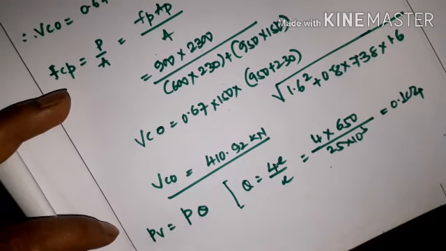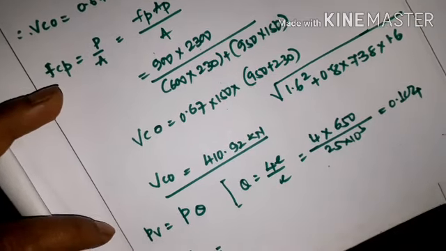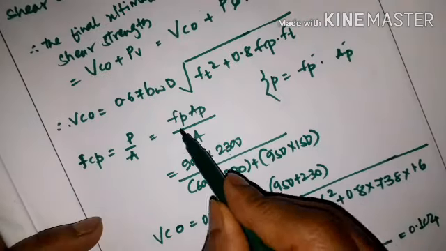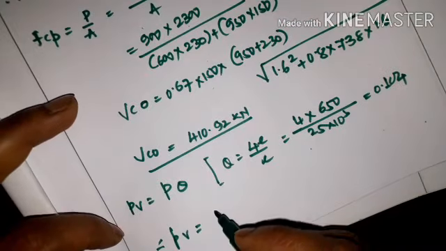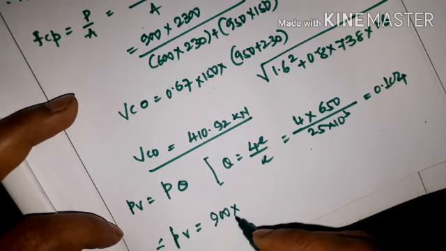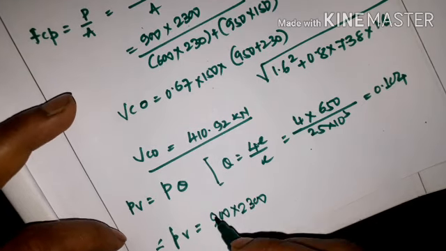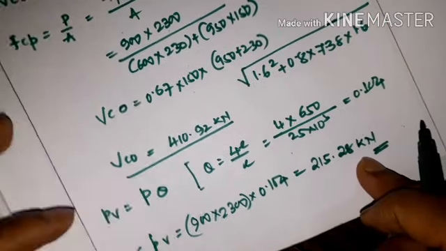Therefore PV is equal to P into theta. Again P is the stress, Fp into AP, that is 900 into 2300, into theta, 0.104. So we'll get this as 215.28 kilonewton.